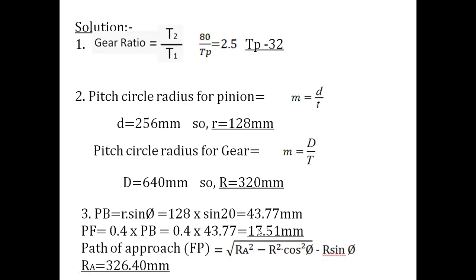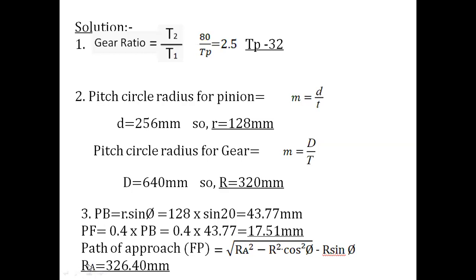Okay, so this is the formula. Now this value 17.51 we are putting in this equation. RA we have to find out. R we have already found out, 320. The value of pressure angle is given as 20 degrees. So only one unknown is there. By solving this equation, we are getting the value of capital RA, which is equal to 326.44.